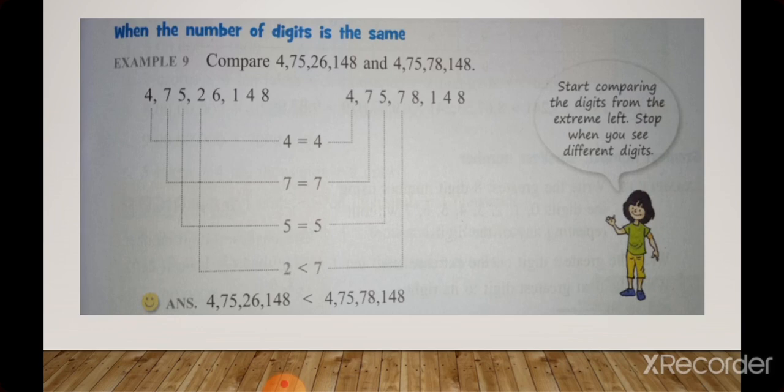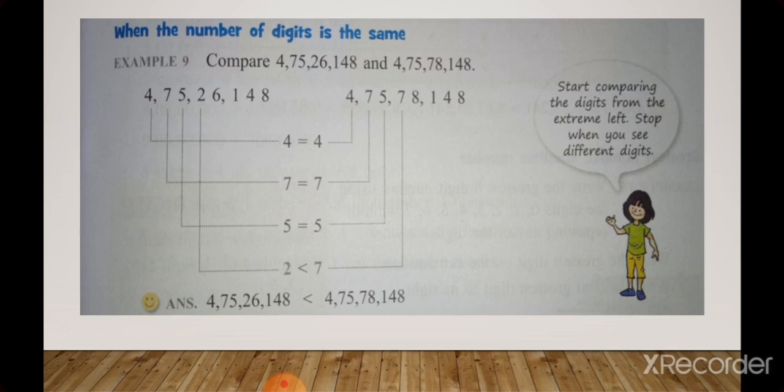In the first number, the first digit from the left side is 4. In the second number, the first digit from the left side is also 4. So 4 is equal to 4. Now the second digit in the first number from the left side is 7. In the second number, the second digit from the left side is also 7. So 7 is equal to 7. From the second digit we can't judge which one is biggest. So go to the next digit.